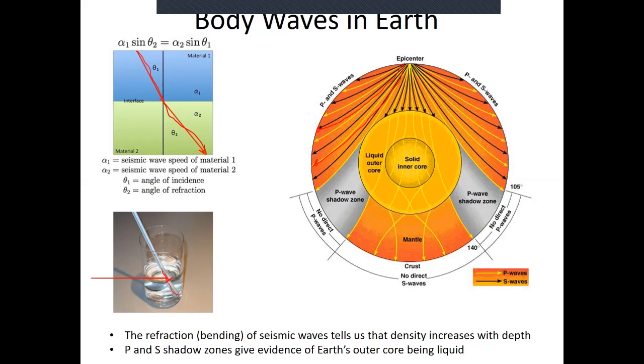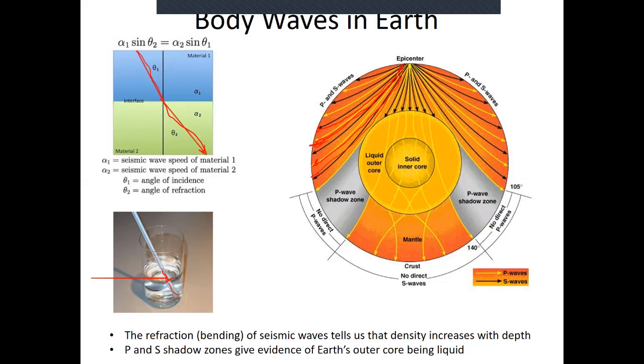Same thing with corrective lenses. What do corrective lenses do? They bend light, they refract light, so it focuses properly on the back of your eye and your retina. And waves bend toward the slower material, okay? And seismic wave speed is proportional to density. So because these waves bend back up towards the surface, that means they're bending towards the lower density material. So that tells us that density increases with depth.